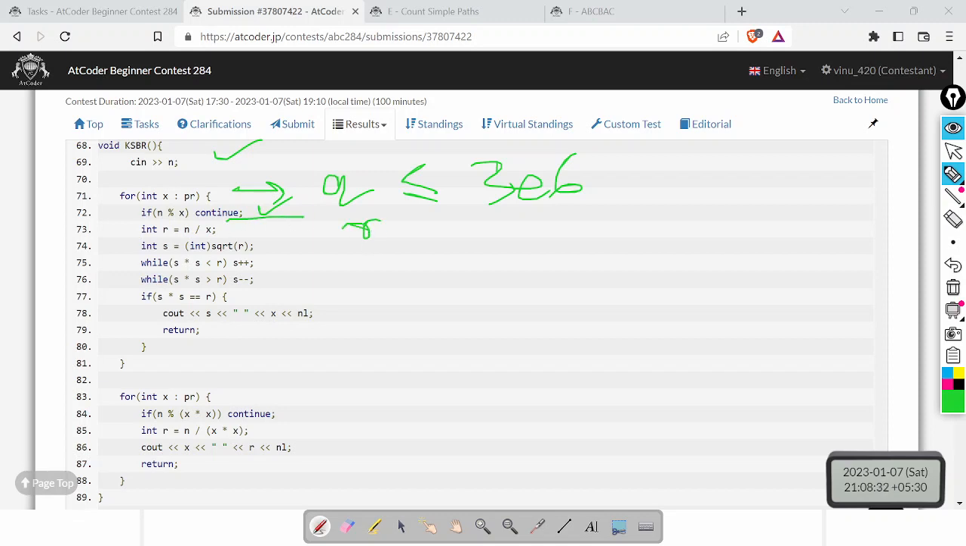Now the remaining part, as I said, is n upon q. Q is x here, and we check whether n by x is a perfect square. If r is a perfect square, then we have found our p, and we simply output the answer.